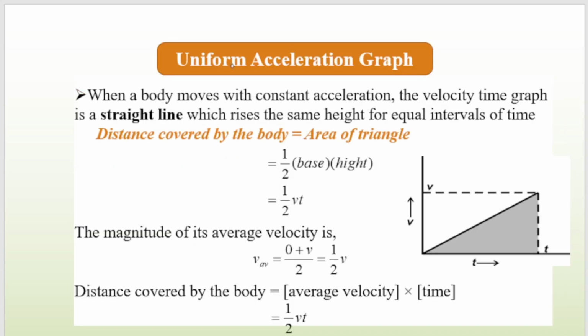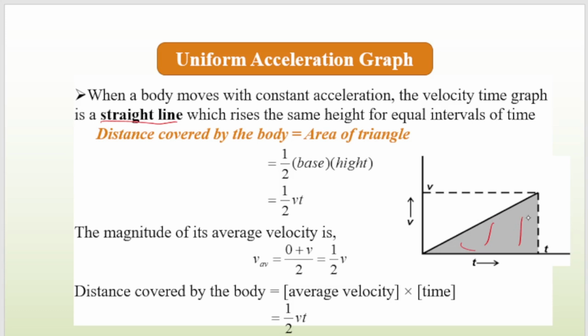Uniform acceleration graph. When a body moves with constant acceleration, the velocity time graph is a straight line which rises the same height for equal intervals of time. Distance covered by the body: area under the curve represents the distance covered by the body. In this case, here is a line, and the area under this line represents the distance covered by the body.